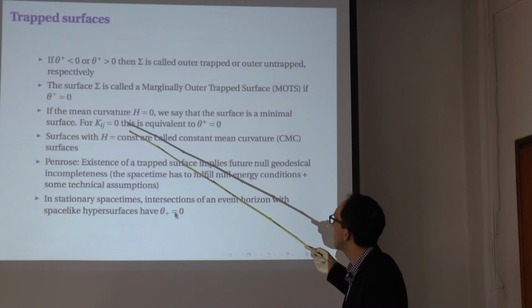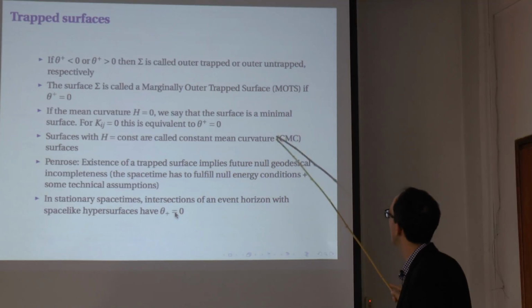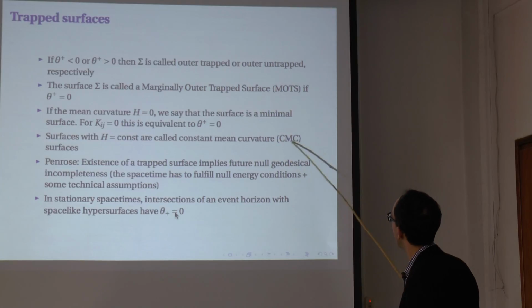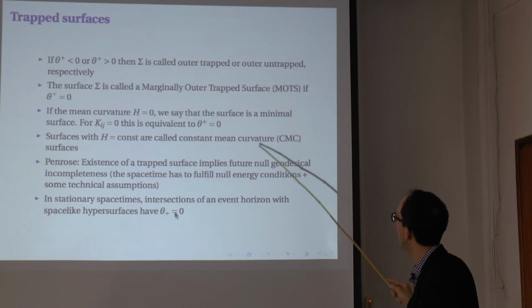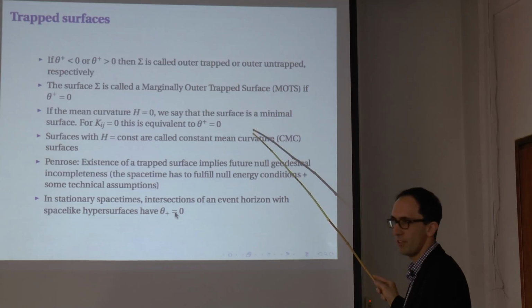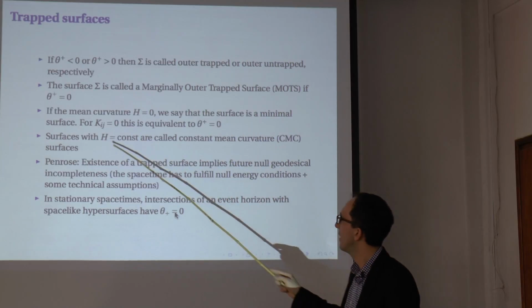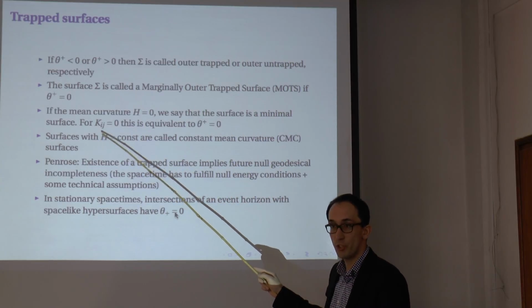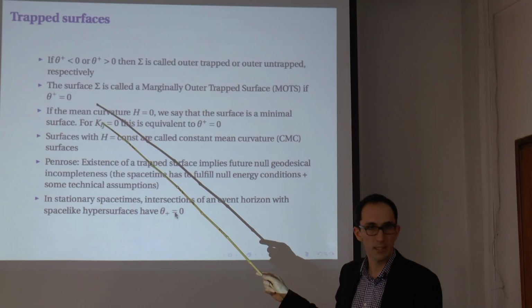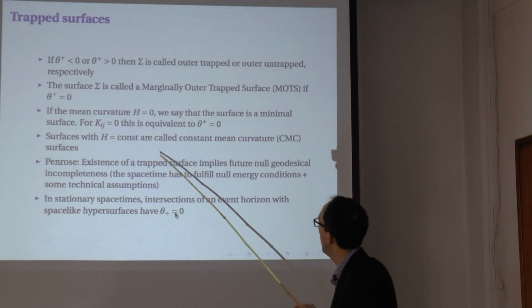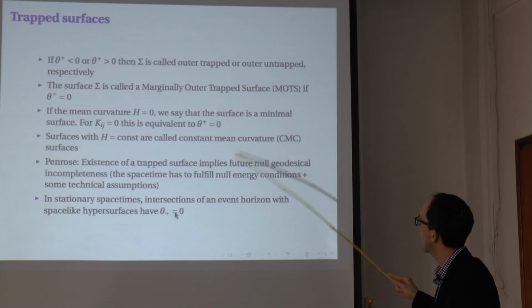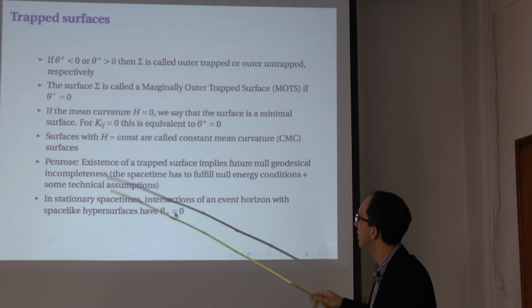There is also a frequently used term which usually appears as an abbreviation, CMC, and that stands for constant mean curvature. The situation when h, the mean curvature, is constant along a given surface. But that just comes here to complete the terminology.